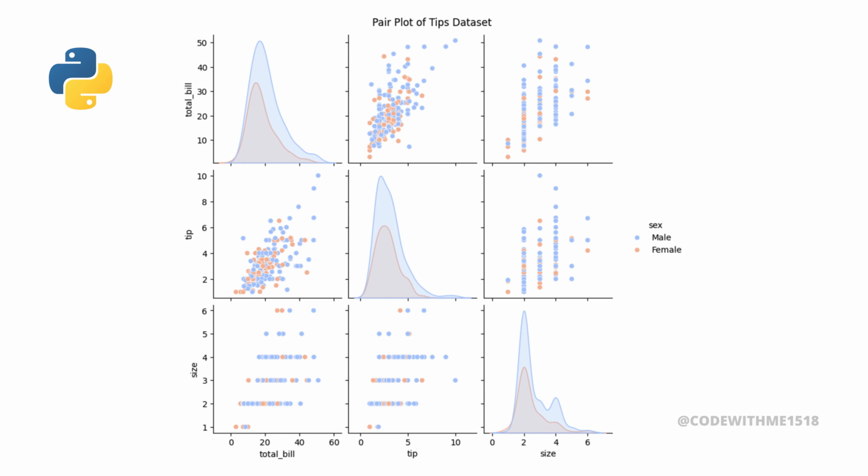This pair plot provides an overview of how different variables in the dataset relate to each other, with color coding based on gender. It's a great tool for spotting trends, correlations, and potential areas for deeper analysis.